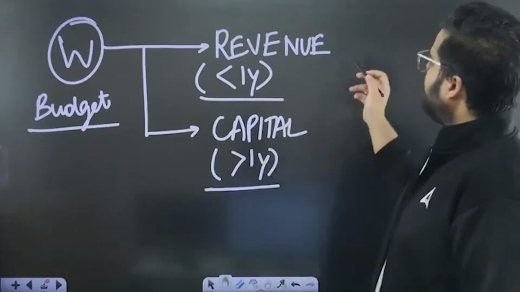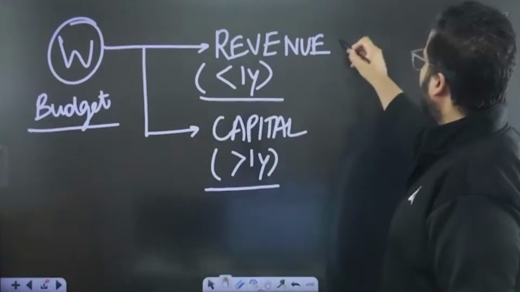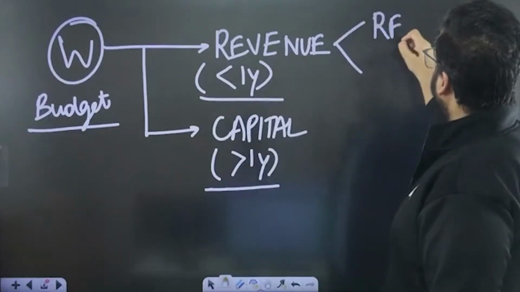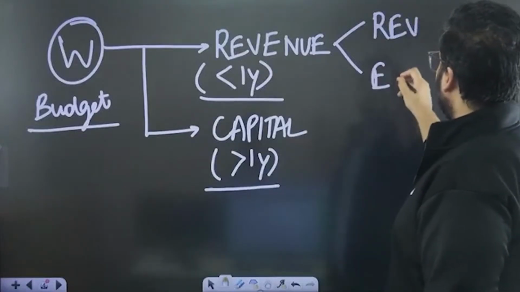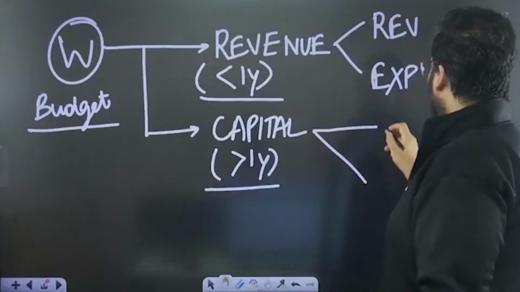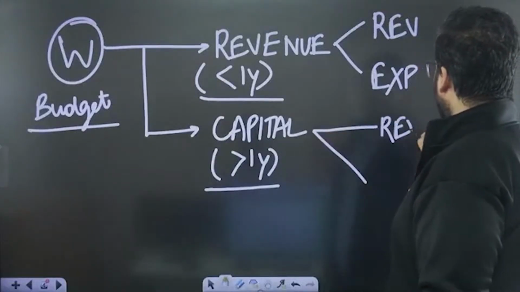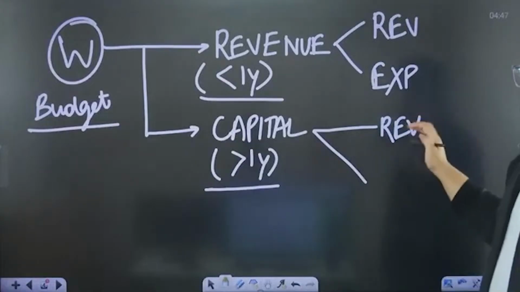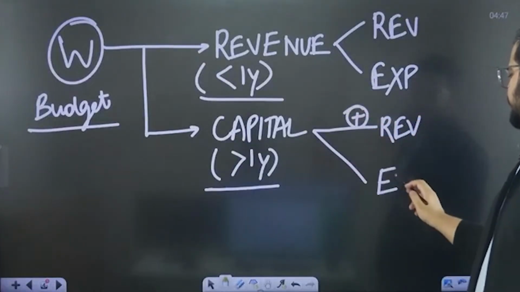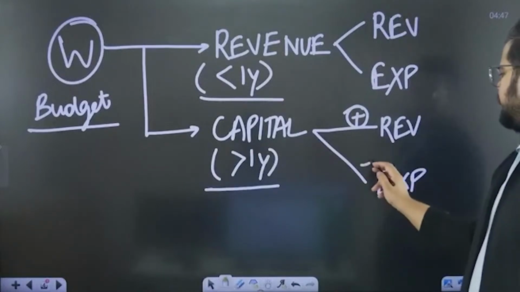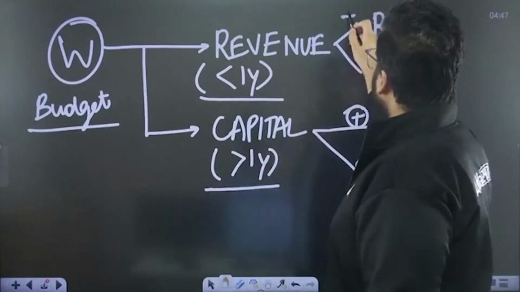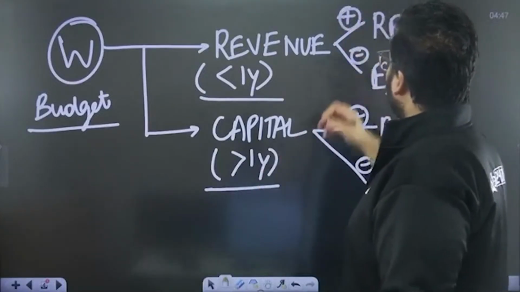Okay, now the revenue account has two heads. One will be the revenue, another one will be the expenditure. Similarly, the capital account also will have one head as the revenue, from where the money will be earned. So the money will be added in the account, and expenditure, that the money will be gone or spent via this particular head. Revenue plus, expenditure minus.